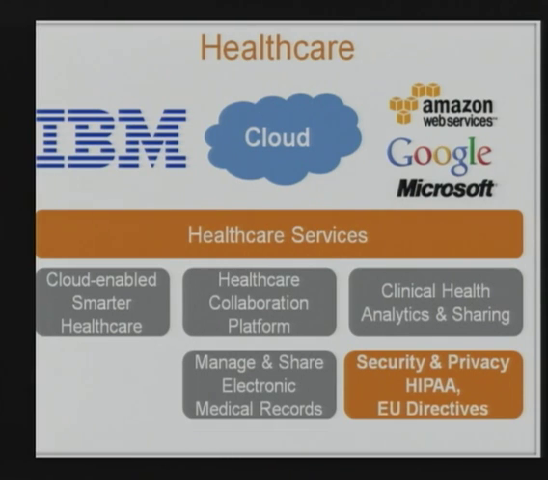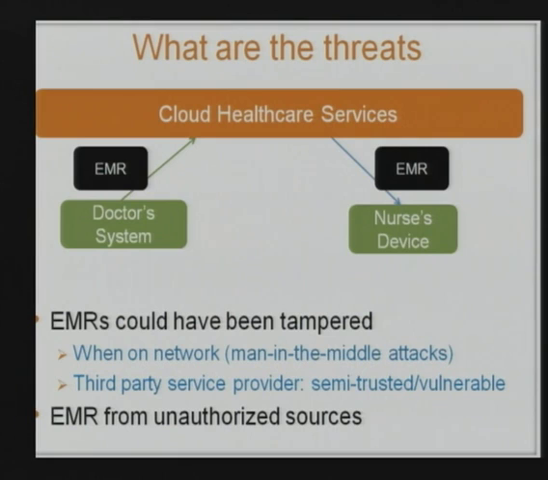Other than the requirements of scalability and dependability, as we talked about, security and privacy are very important, and they are required by HIPAA and EU directives. So what security threats are we going to address in today's talk? There are two types of threats. The first threat is that the electronic medical records or the data associated with these records can be tampered with. They can be tampered with through a man-in-the-middle attack while they are in transit from the doctor's system to the healthcare service, or from the healthcare service to the nurse's device.